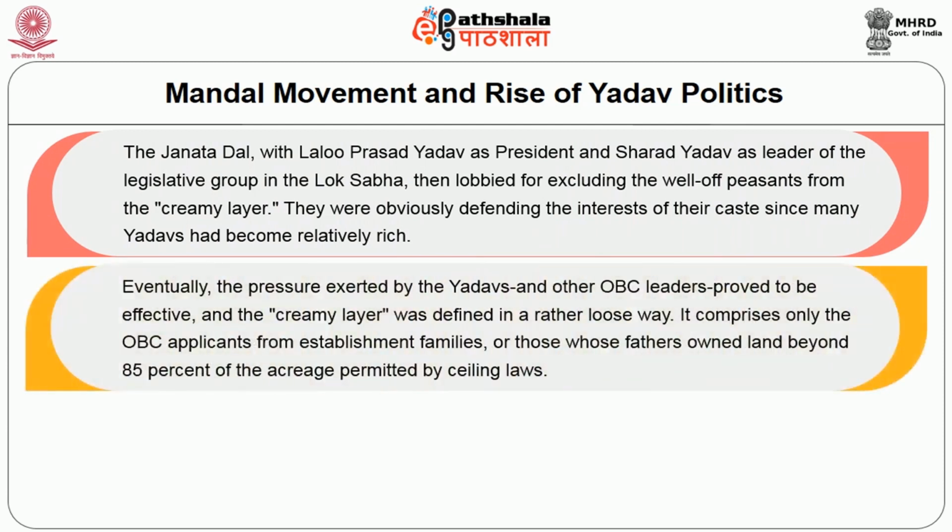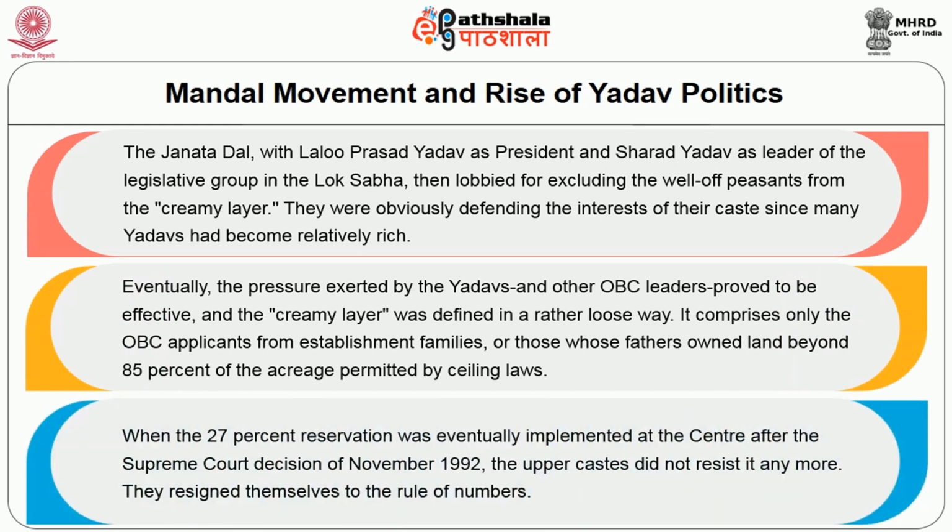Eventually, the pressure exerted by the Yadavs and other OBC leaders proved to be effective, and the creamy layer was defined in a rather loose way. It comprises only the OBC applicants from established families or those whose father owned land beyond 85% of the acreage permitted by the Ceiling Act.